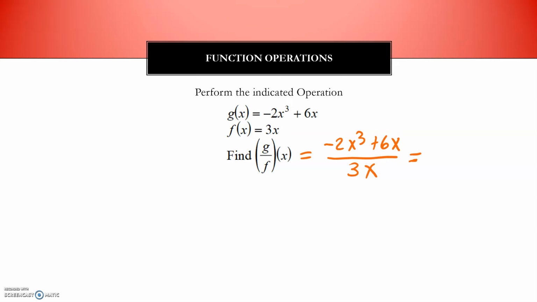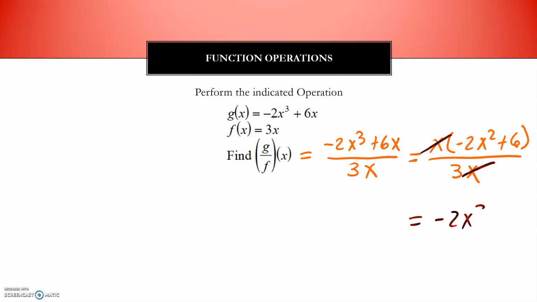So I have to factor the top. They can both lose an x. I get negative 2x squared plus 6 inside parentheses. 3x is still there. And then I do have to cancel. So I would be left with negative 2x squared plus 6 over 3. I can't cancel the 3 and the 6 because the 2x squared plus 6 is an addition expression.